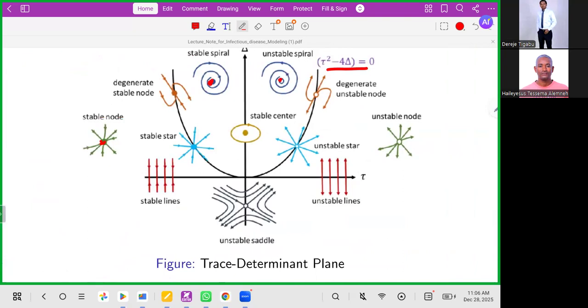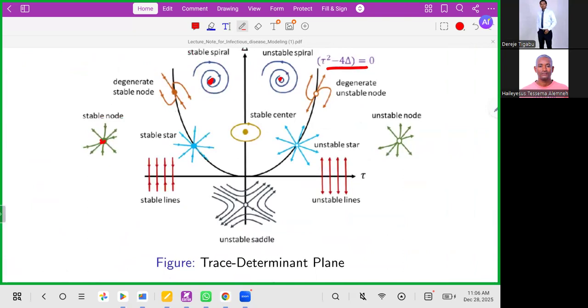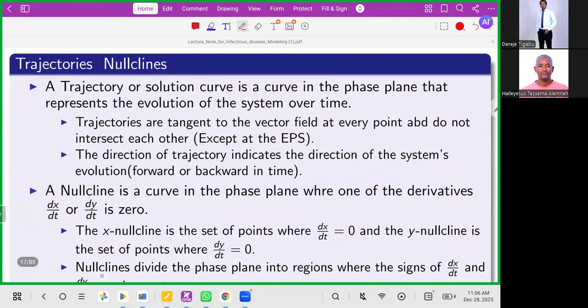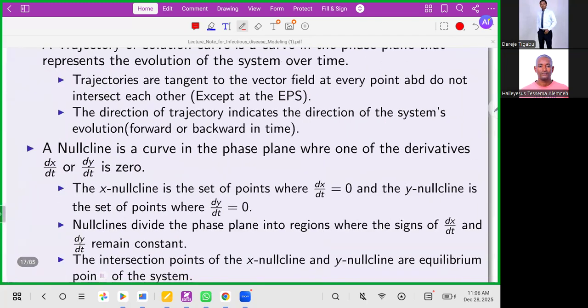So diagrammatically we can represent it like this. We can represent just like this. I think about trajectories and nucleons, I think if you read it you will understand. I won't spend much time here.